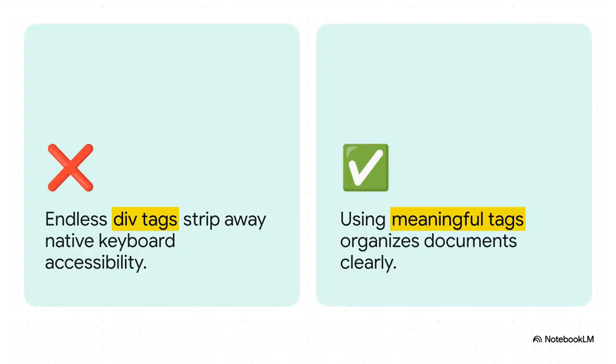On the flip side, bad semantics leads to what we call div soup. That's when you wrap absolutely every piece of content in endless, totally meaningless div tags, which completely strips away that native accessibility we just talked about. Good semantics, though, means using meaningful tags like header, nav, main, and footer. It's a simple choice, really, but it transforms a chaotic mess of code into a super organized document that both search algorithms and actual humans can easily understand.